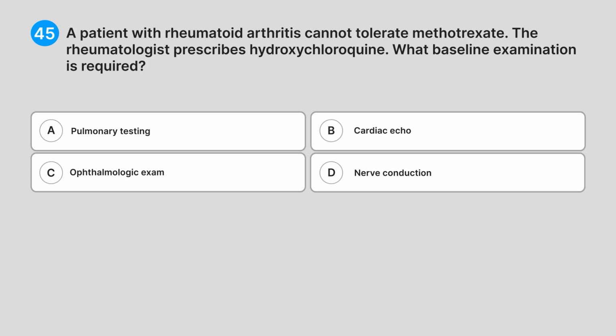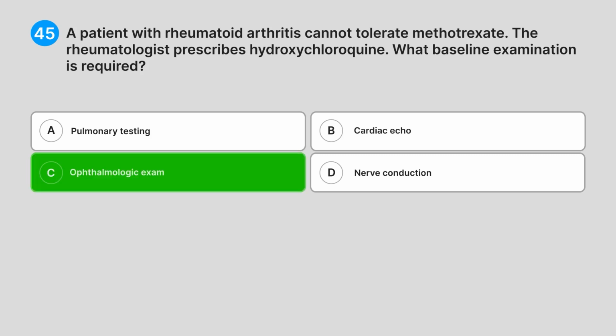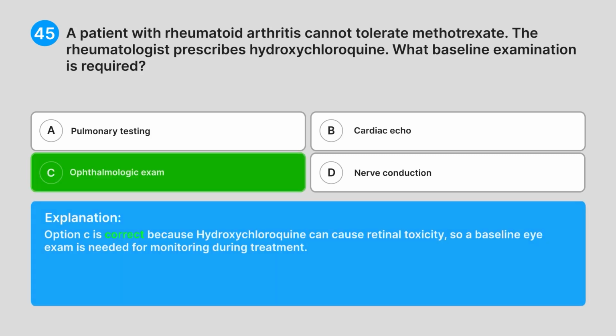Correct answer, C. Ophthalmologic exam. Explanation: option C is correct because hydroxychloroquine can cause retinal toxicity, so a baseline eye exam is needed for monitoring during treatment.